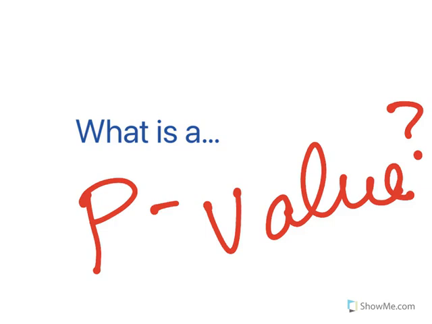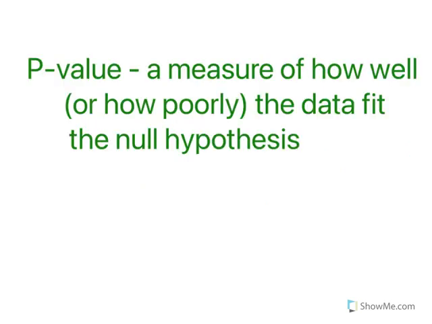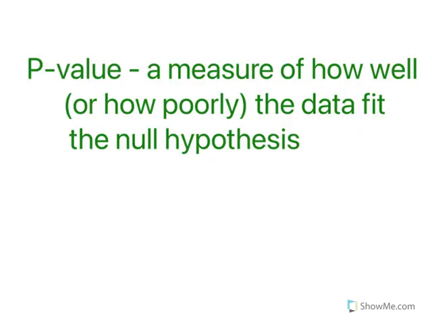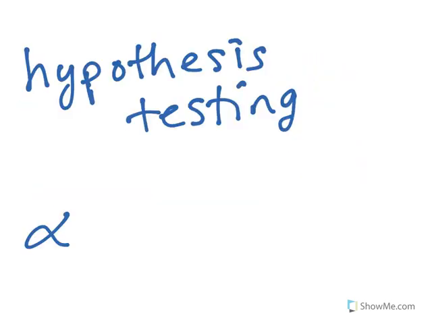When we think of hypothesis testing, we think of p-values. So what is a p-value? Well, a p-value is a measure of how well or how poorly the data fit the null hypothesis. What does that even mean? Well, okay, so let's dig in.